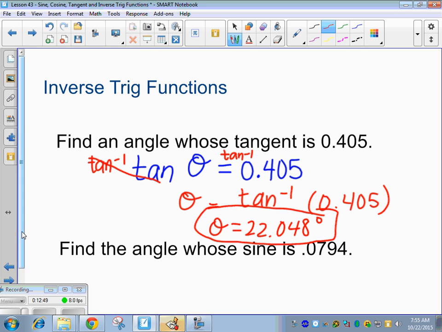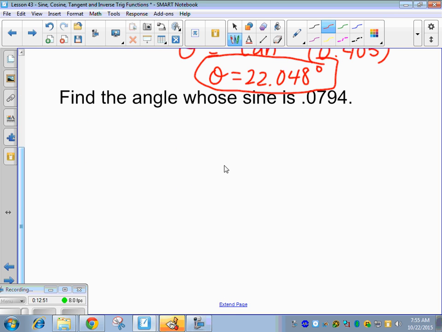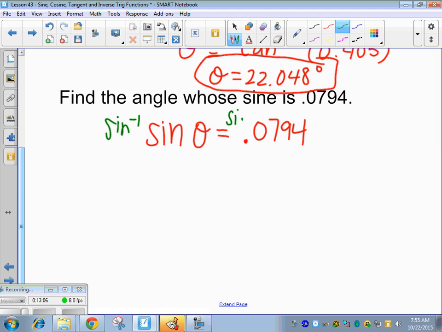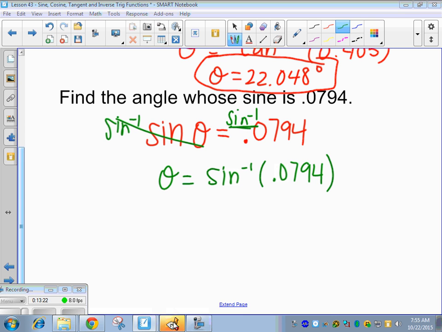Let's try one more. Find an angle whose sine is 0.0794. So we set it up. Sine of some angle is equal to 0.0794. Okay, we have to take the inverse of both sides. And I do need to see that this sine is in front of the decimal, or you can rewrite it like that, because we're plugging it into the function, the inverse sine function. And plug it into our calculator.